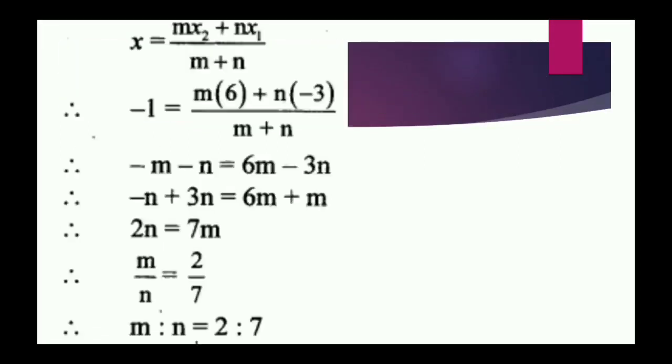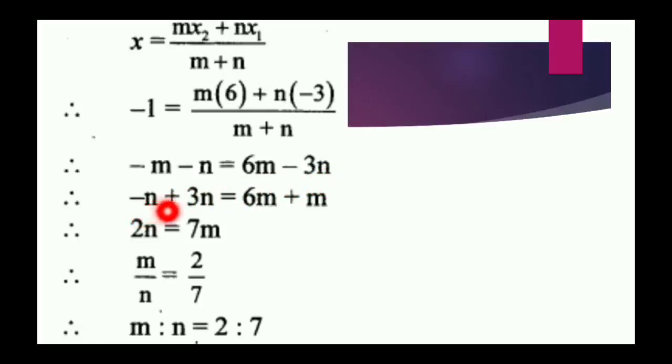By the section formula, x is equal to (m x2 plus n x1) upon (m plus n). So the x value we know is -1, m value we don't know, x2 value is 6, plus n times x1 value, which is -3, upon m plus n. Now m plus n is in the denominator, so I will bring it to the left hand side. When I bring it to the left hand side, -m minus n is equal to 6m minus 3n.